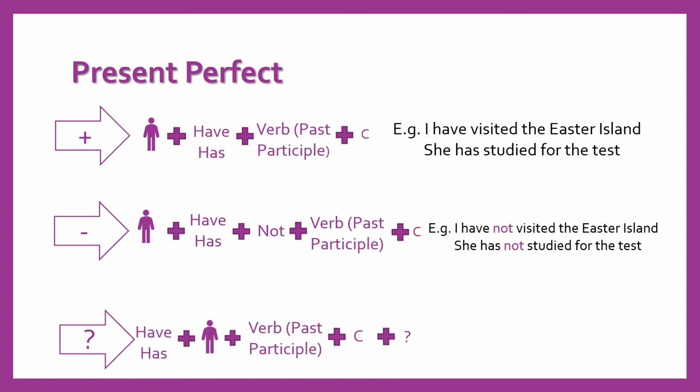And finally, the interrogative sentence. First, we're going to start with have or has, next the pronoun, next the verb in past participle tense, next the complement, and finally the question mark at the end of the sentence. For example, have you visited the Easter Island? Has she studied for the test?